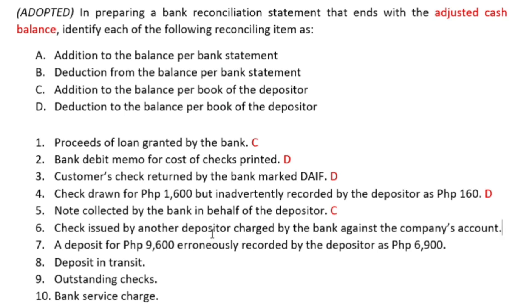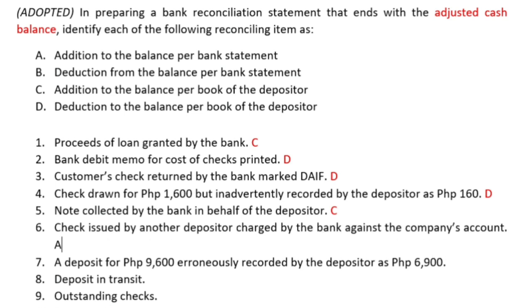Nagkamali si bangko na i-charge sa'yo pero para kay AAB yun. So that is a bank error. The answer for number 6 is letter A. Kasi ang dating niyan, binawasan kasi diba, charged by the bank against the company's account. Hindi naman para sa'yo yun, ibalik natin. So number 6, letter A tayo. Addition to the balance per bank statement.